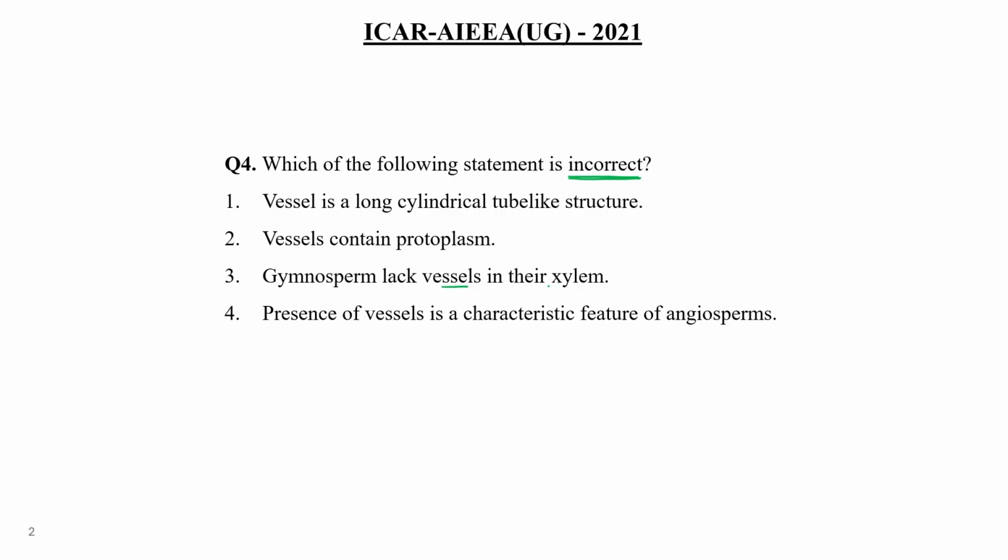Yes, gymnosperms do not have them. That's why the presence of vessels is a characteristic feature of angiosperms, right? So this is a correct statement: gymnosperms do not have vessels in their xylem. This is again a correct statement, and these vessels are cylindrical tube-like structures. And these vessels do not contain protoplast, while it is written over here that vessels contain protoplast. So this one is the wrong statement. So the correct answer would be choice number 2.